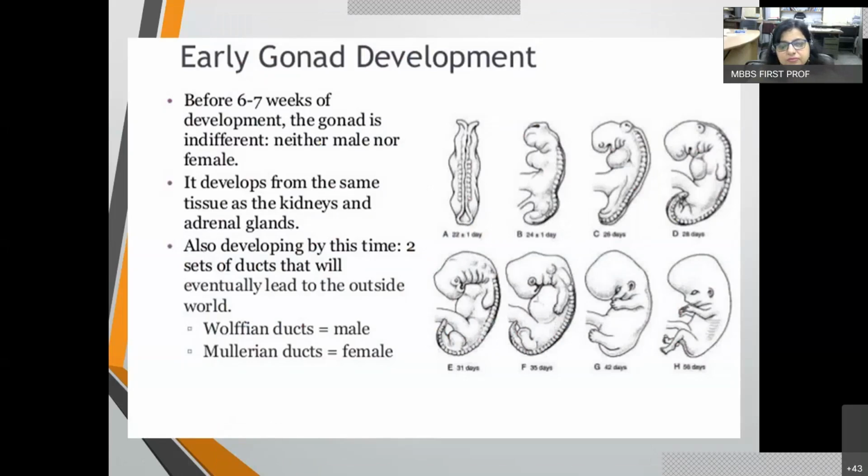Now by the 6th week, there is no male or female. It is just an indifferent gonad. And also 2 sets of ducts appear. One is the Wolffian duct, that is the mesonephric duct. Mesonephric duct is also known as Wolffian duct, and it develops in male, whereas Mullerian duct is present in female. Mullerian is the paramesonephric duct. It is responsible for the female genital system, that is the uterus, fallopian tube, and the vagina.